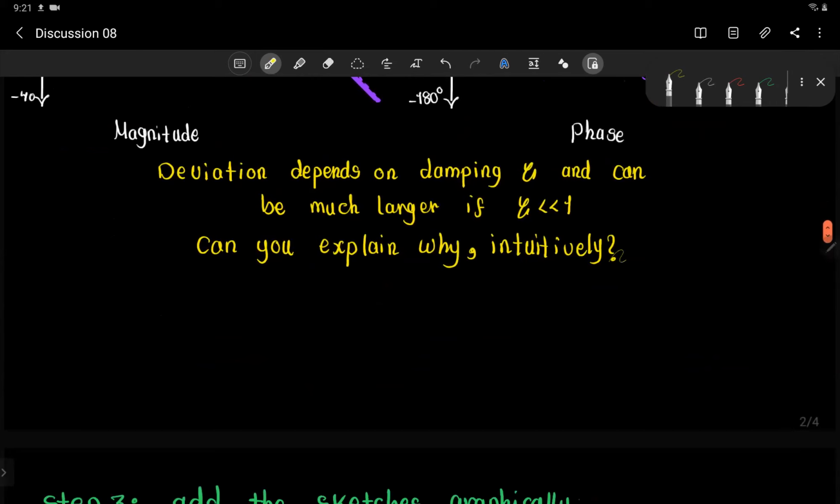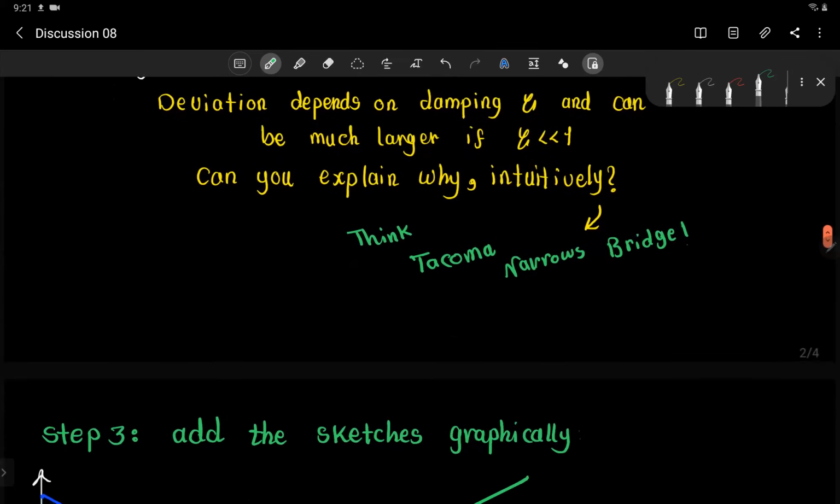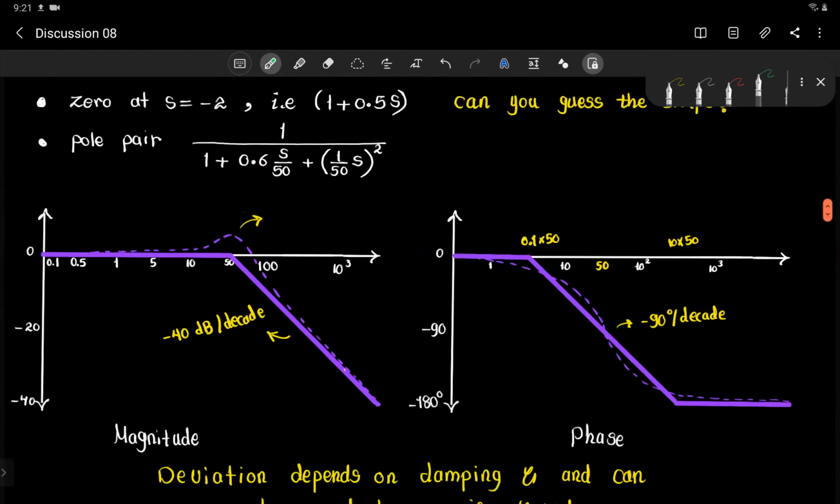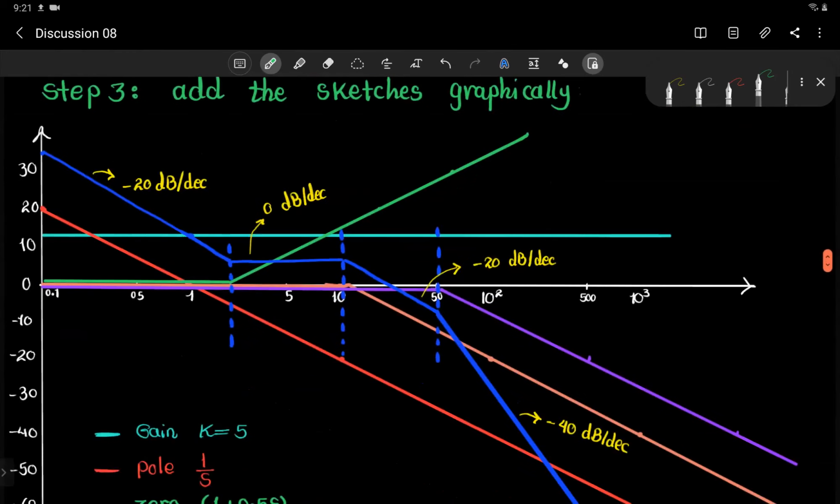So let me quickly write something here. Okay. So this is the second step. We sketch all the individual factors. The third step is that we add up the individual factors.